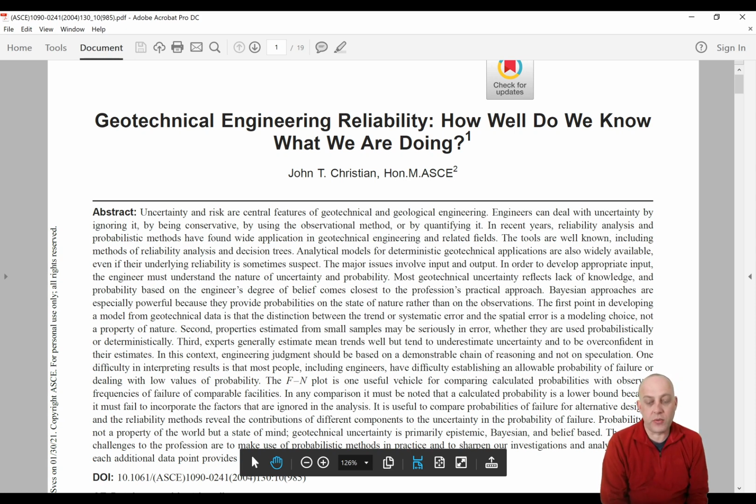Instead, we quantify uncertainties in the capacity and the demand of the system that we're analyzing, and we design the capacity to provide an adequate probability of failure given the demands.